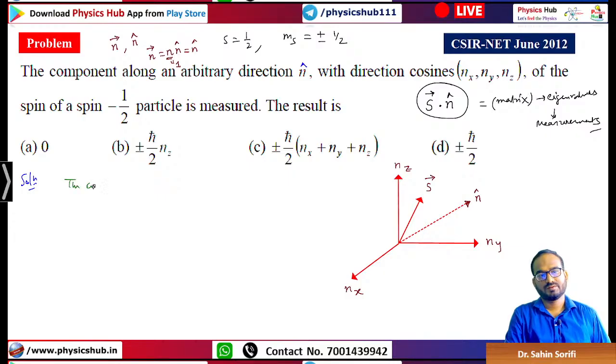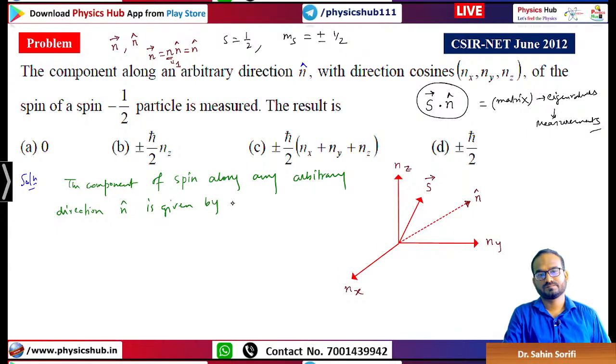The component of spin along any arbitrary direction n cap is given by S dot n cap, and that is equal to S dot n.